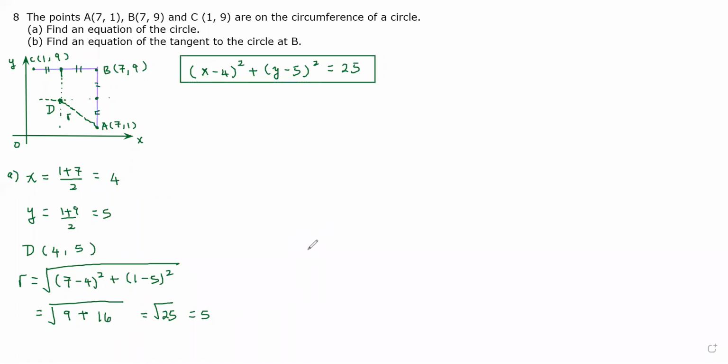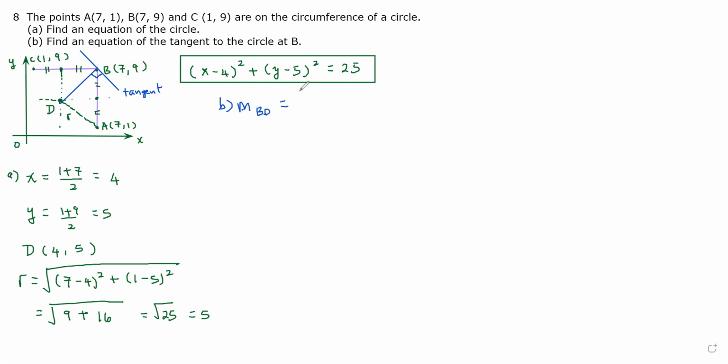For part B, you need to find the equation of the tangent to the circle at B. Now you can use the derivative, but normally for this type of question, we don't use the derivative. What we could do is find the slope of BD. The tangent at B is always perpendicular to BD, so the slope of the tangent is the negative reciprocal of the slope of BD. We find the slope of BD first.